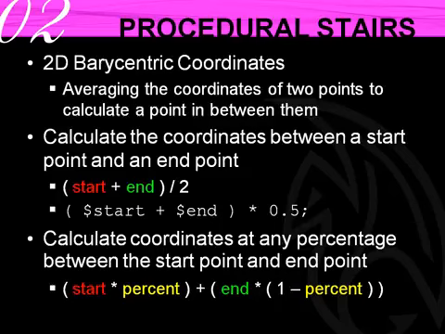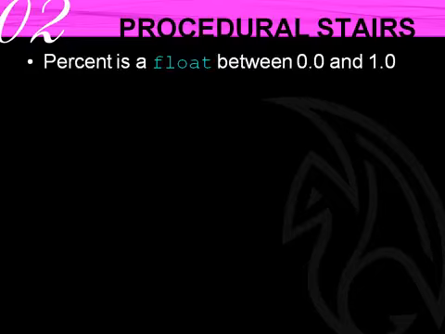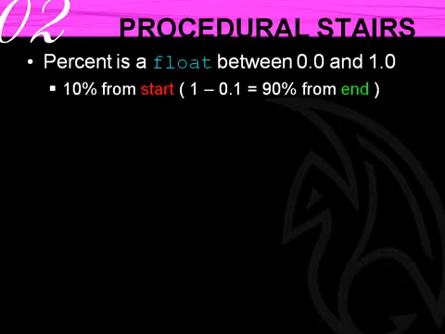The start point multiplied by a percentage of where we want to find a point along an edge, plus the coordinates of the end point multiplied by 1 minus the percent. In this case, the 1 represents 100%. So let's go ahead and take a look at how that works. The percent, as I mentioned before, is a float between 0 and 1. So 0 equals 0%, 1 is 100%, 0.5 is 50%, 0.25 is 25%, and so on.